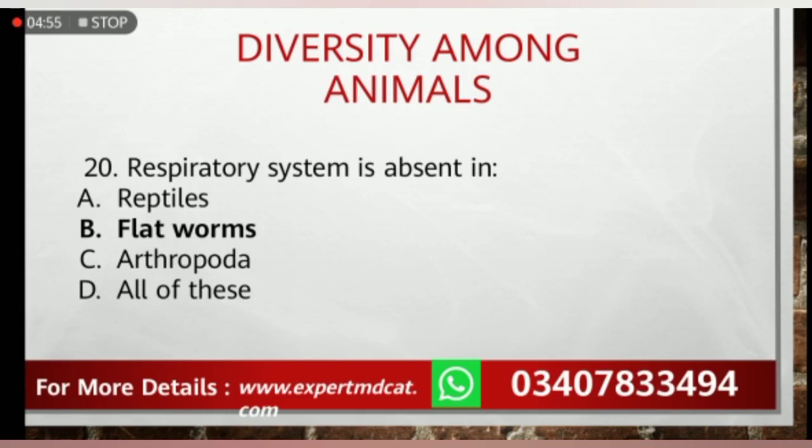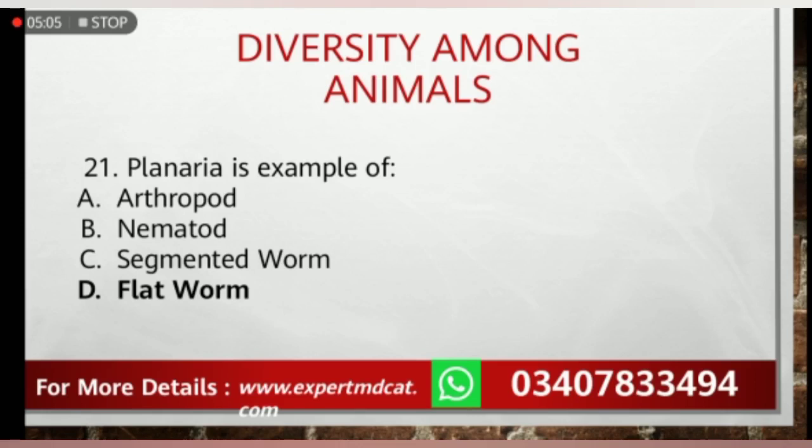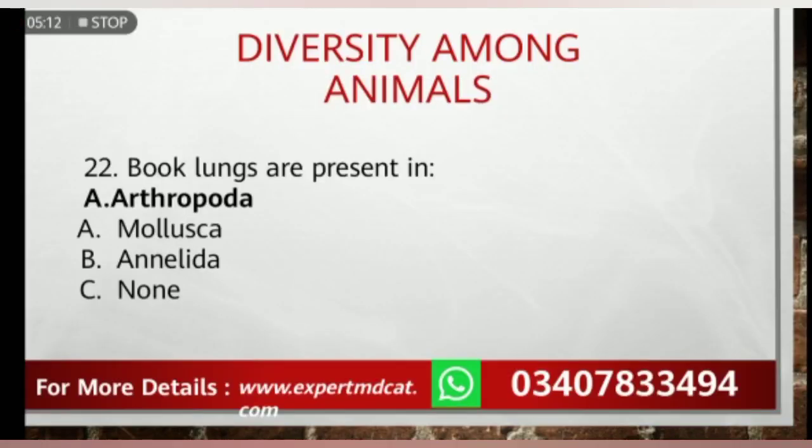Respiratory system is absent in reptiles, flatworms, arthropoda, or all of these? Correct option is flatworms. Planaria is an example of arthropod, nematode, segmented worm, or flatworm? Correct option is flatworm. Book lungs are present in Arthropoda, Mollusca, Annelida, or none? बुक लंग्स हमारे पास होते क्या हैं? बुक लंग्स हमारे पास लंग्स लाइक स्ट्रक्चर होते हैं लेकिन वो फंक्शनल नहीं होते, और ये हमारे पास किस फाइलम में प्रेजेंट है? आर्थ्रोपोडा में.